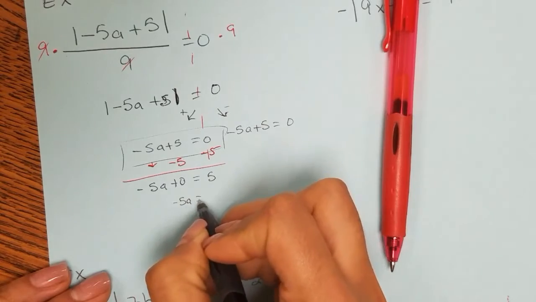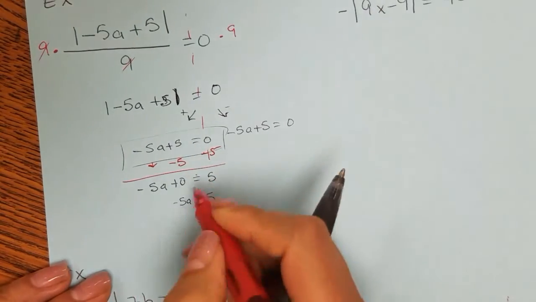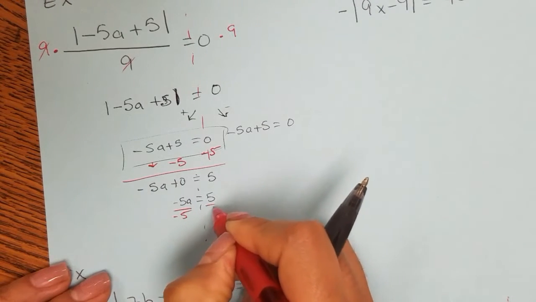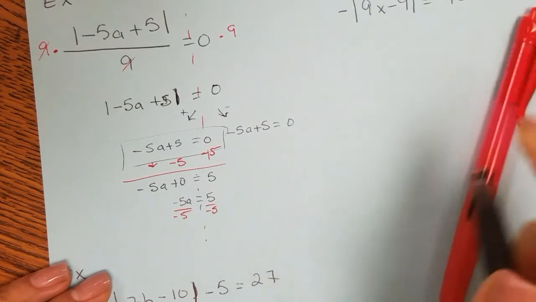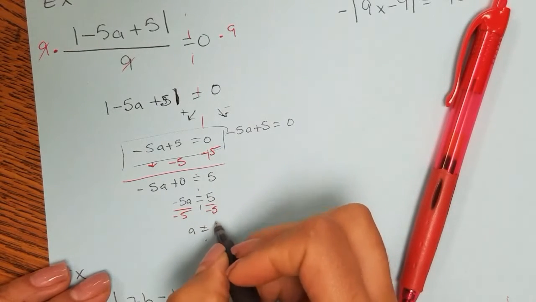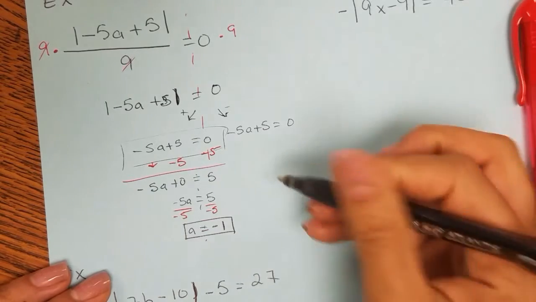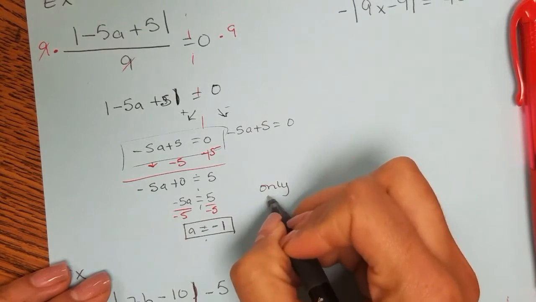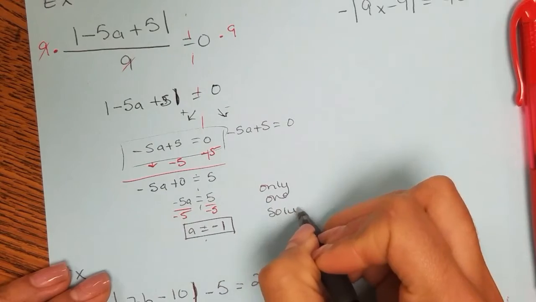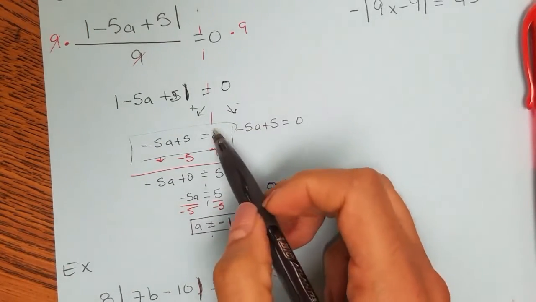Negative 5a equals 5. Okay, we're coming down. Divide both sides by negative 5. A is equal to, remember here guys, positive divided by negative is a negative. Okay, so in this instance, you're only going to have one solution, because 0 is neither positive nor negative, so you only have one equation.